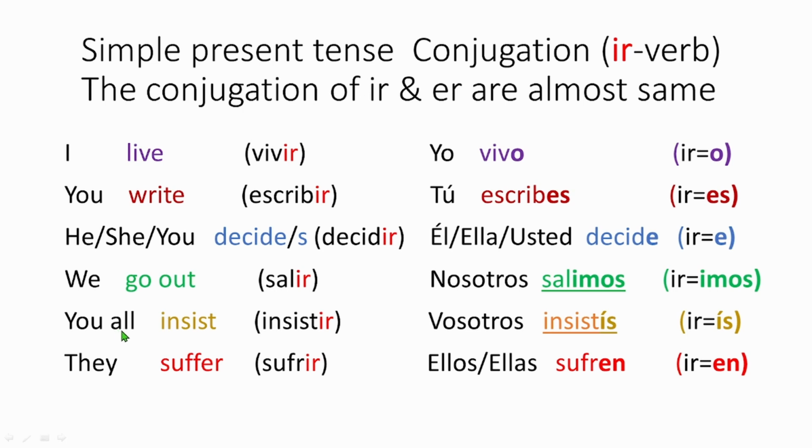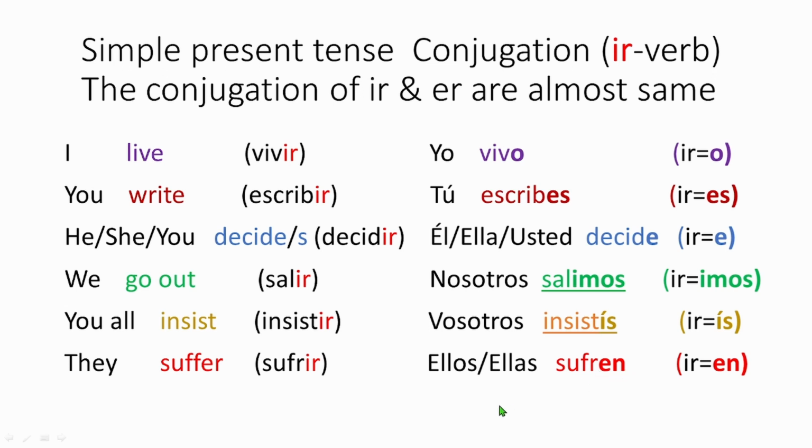Alright, now we go to "you all insist," right? Insist is insistir, so "vosotros insistís." IR is replaced with IS, that's the rule. Now last, "they suffer." Suffer is sufrir, so "ellos, ellas sufren." So IR is EN, sufren.